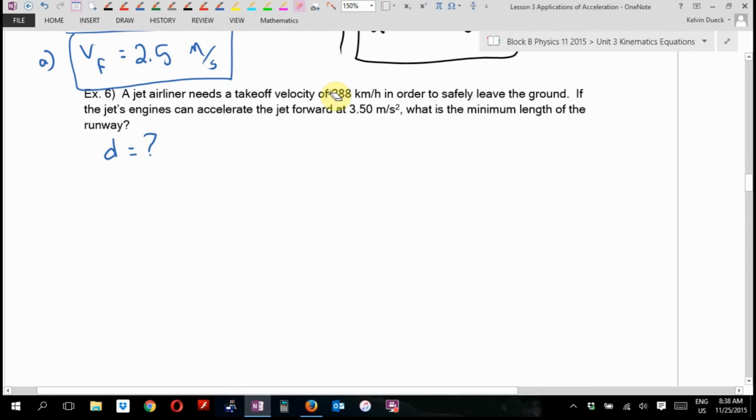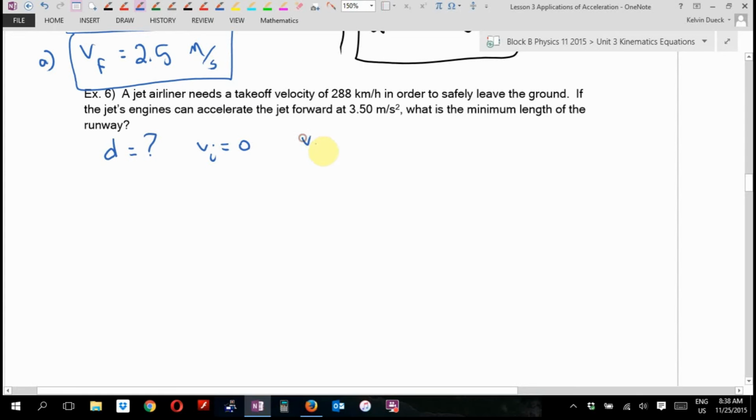In this one, I'm kind of hoping you've been on a jet. What is VI for any jet? 0, because they always turn the corner, they come to a stop, they hold the brakes down. In fact, they rev the jet engines up while holding the brakes down because they want to get maximum thrust right away, and then they ease the brakes. I'm pretty sure VI is 0.